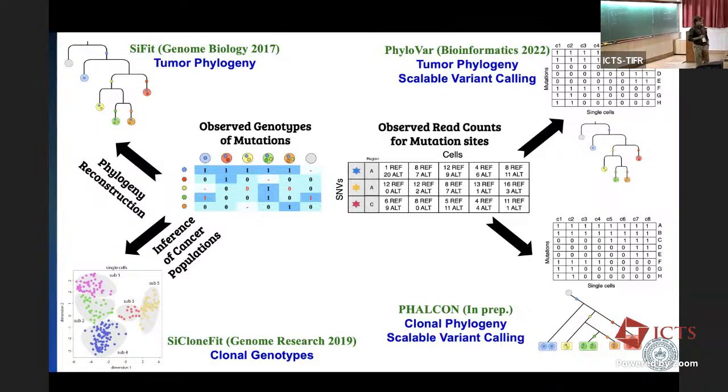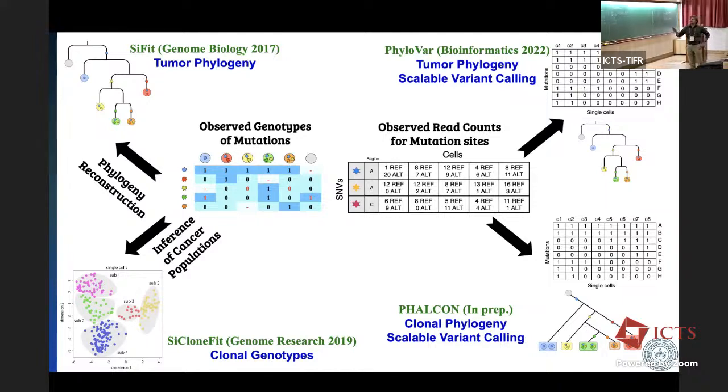Essentially, instead of treating this as a two-step problem where we first find the mutations and then use the mutation data to look at the tumor phylogeny, what we are saying is that these two things are related. Ultimately, if there is an underlying phylogenetic structure, that can help us get the mutations better. So if we jointly solve the mutation calling and the phylogeny inference problem directly from the observed read counts, then probably we'll be in a better shape, right?